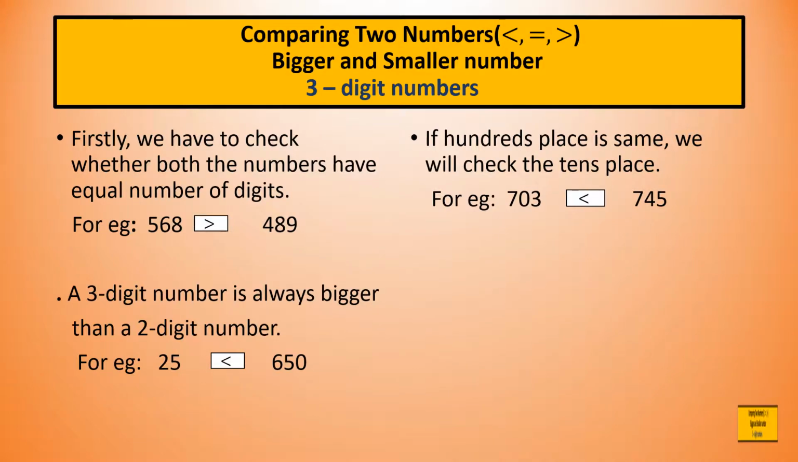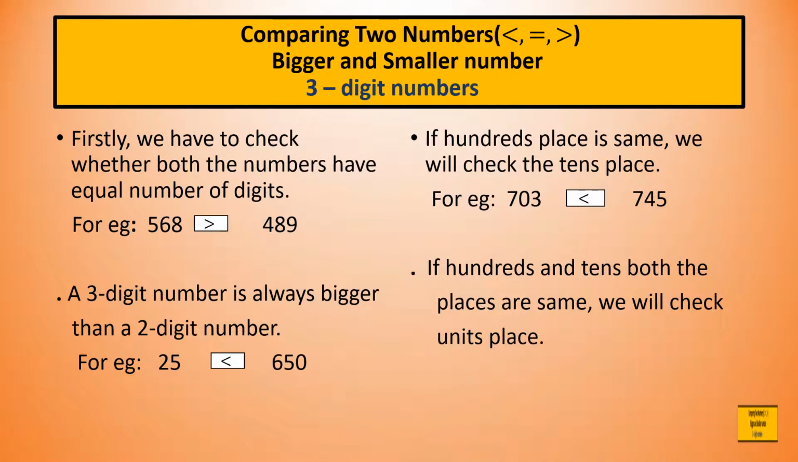The next rule says that if the hundreds and tens place numbers are both the same, then we will have to compare the units place. For example, in 328 and 321, both the hundreds place digit and tens place digit are the same, that is 32, 32. So for comparison, we have to check the units place. 8 is always greater than 1. That is why 328 is greater than 321.